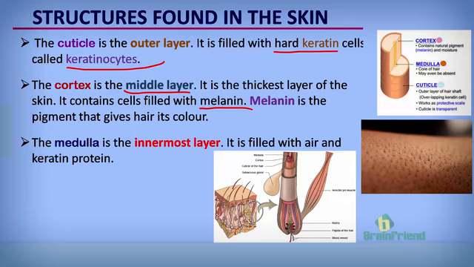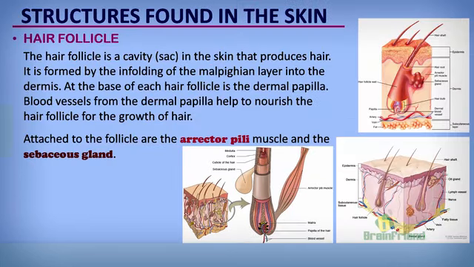So this middle layer, which is the cortex, as you can see, contains melanocytes, cells filled with melanin or cells that secrete melanin. And of course, you know at this time that melanin is a pigment that protects the body or the skin from ultraviolet radiation from sunlight, and also helps give the skin its color. The inner layer, which is the medulla, is filled with hair and keratin protein. So this gives us a brief description of what the hair is made of.